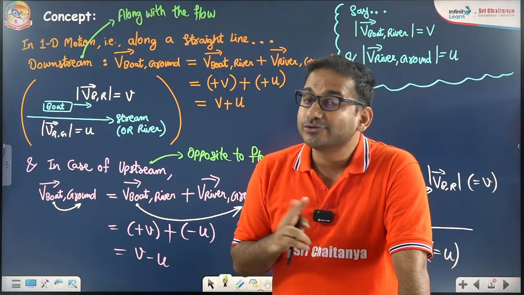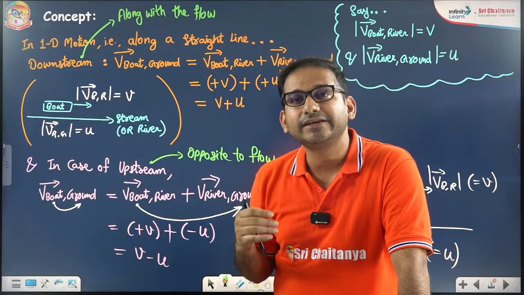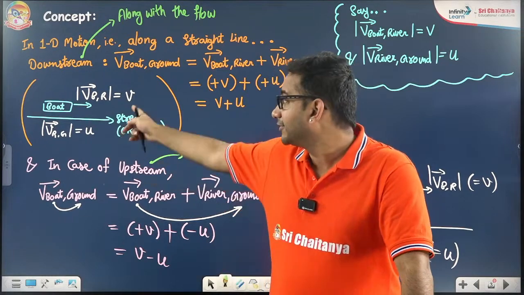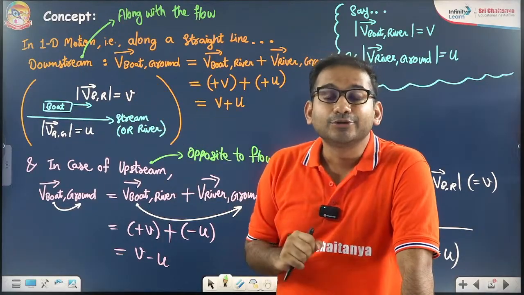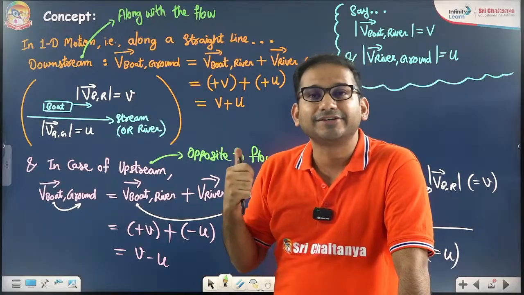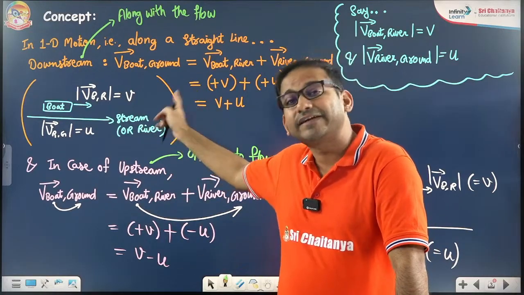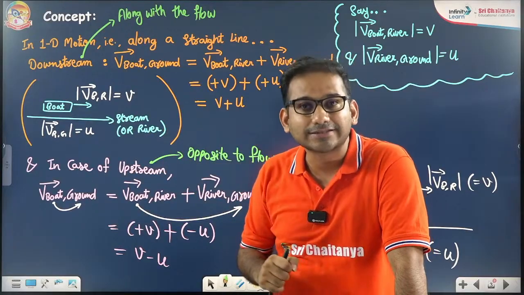When two bodies are moving in the same direction, their relative speed is given by the difference of the two. But here, when they are moving in the same direction, this is given by the sum. Why? Because here we are not talking about relative velocity. Here we are finally getting the effective velocity. I hope the confusion is clear. I told you last time.